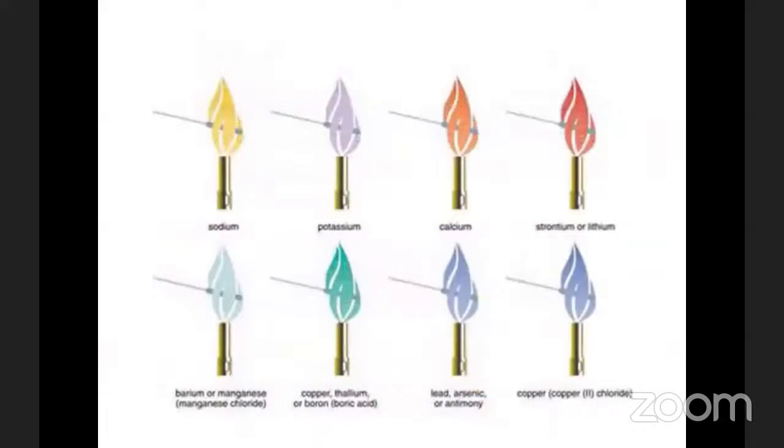These characteristic flame colors represent the presence of a particular element in the sample, like yellow light for sodium, violet light for potassium, orange light for calcium, red light for strontium or lithium, green light for barium or copper, and blue light for lead or arsenic, etc.